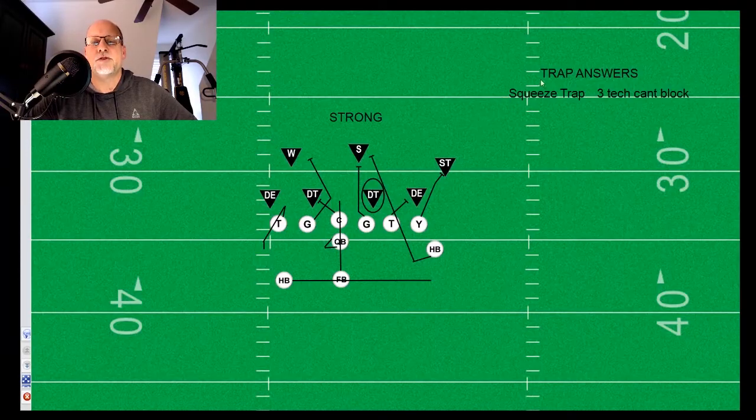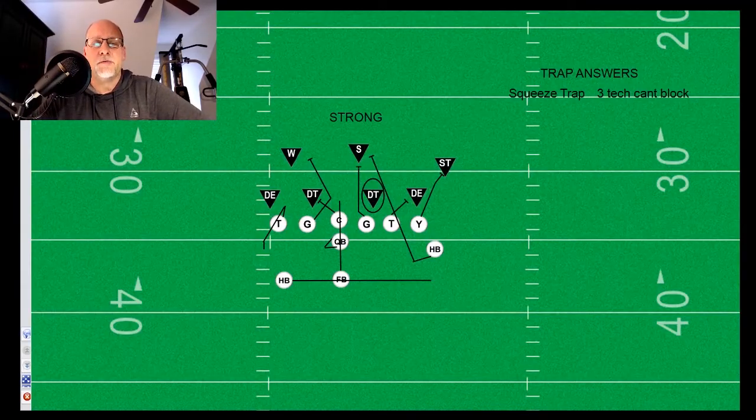I've got up here the word trap answers. And so one of the questions I get asked quite often is, what if you've got a three technique you can't block? Because every time that your guard goes down to get to the backside linebacker, he squeezes and he's blowing the trap up. To me, this is one of the answers that you have is the midline.